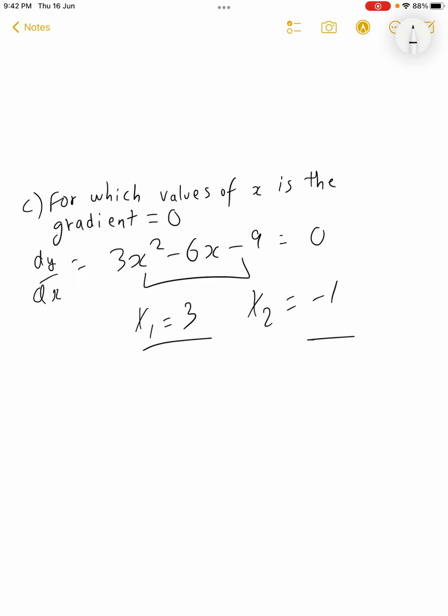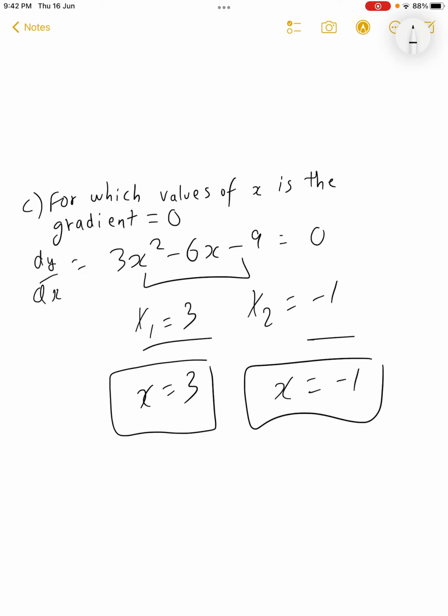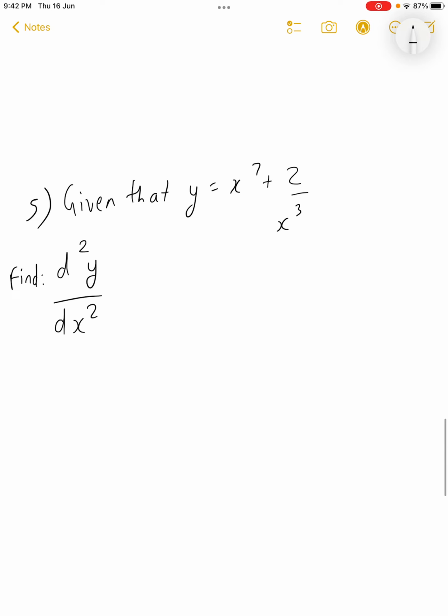So since you have these values, you're just going to say that x is equal to 3 and x is equal to minus 1. Okay, all right. So these are the values of x where the gradient is 0. So this is correct, and here you have those values. Let's move on to the next one.